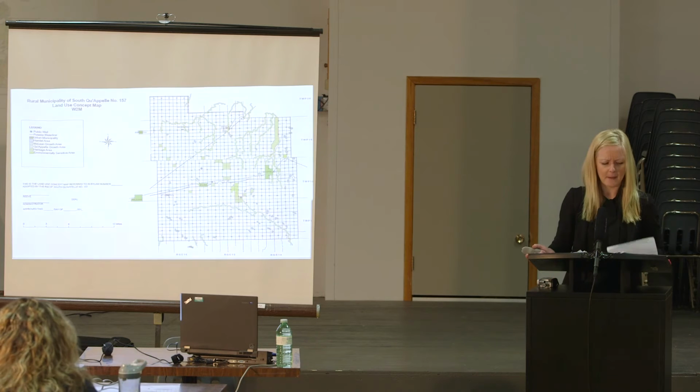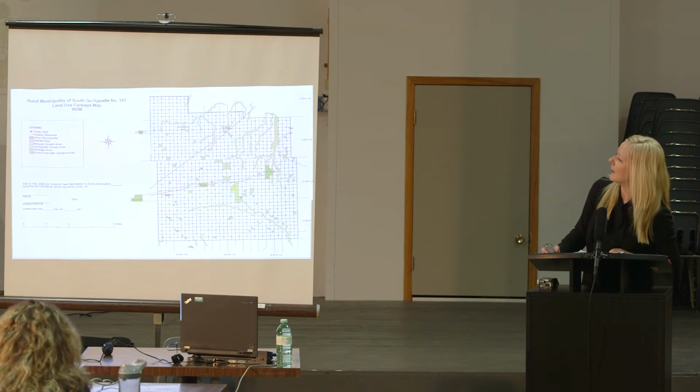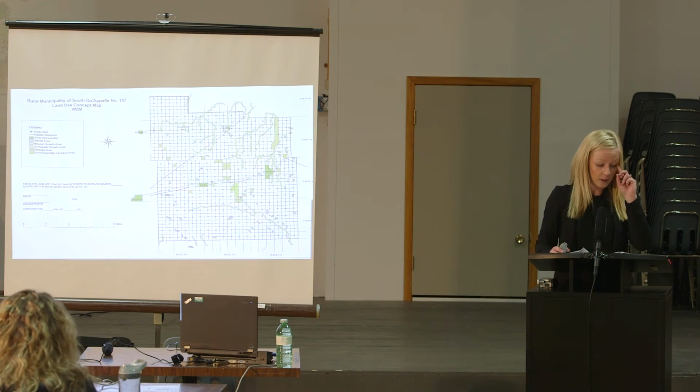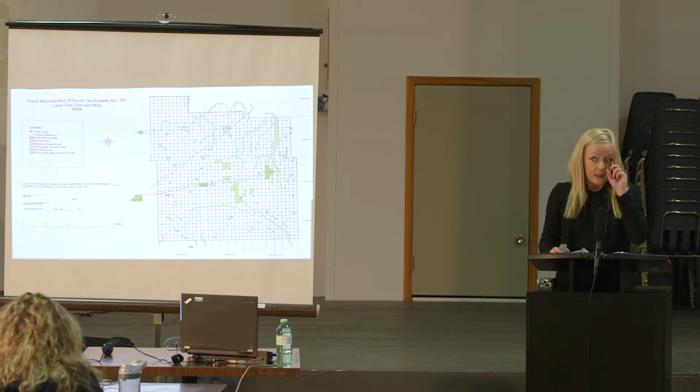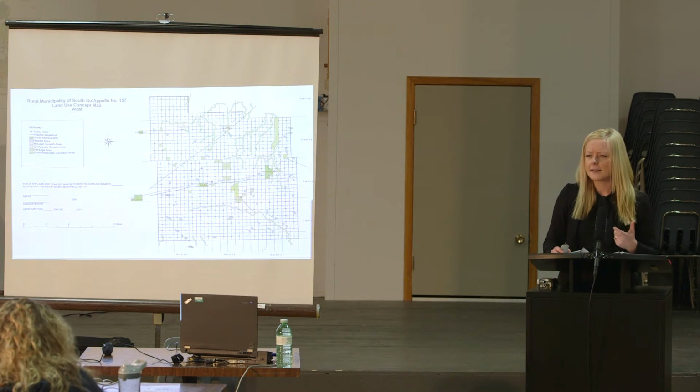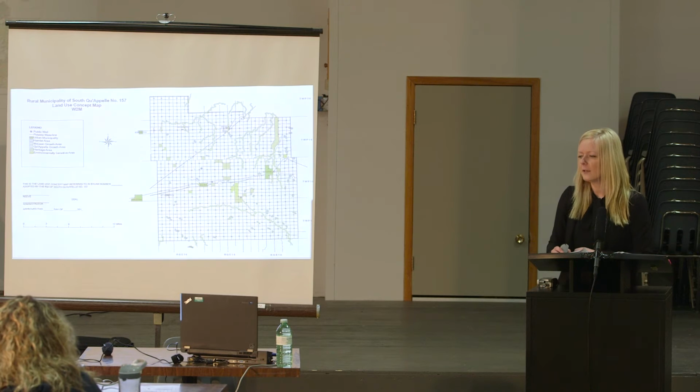So this is just a map, if you can see it. This is the RM of South Qu'Appelle that we're working with. One of the key ways to identify these areas that we've identified as environmentally sensitive is to highlight them on a map. So you can see they highlighted all of their environmentally sensitive areas in yellow. So everything that kind of runs along the water bodies or water coulees.